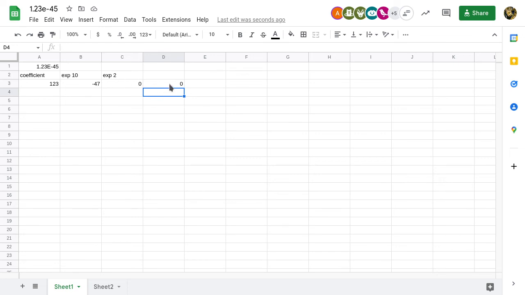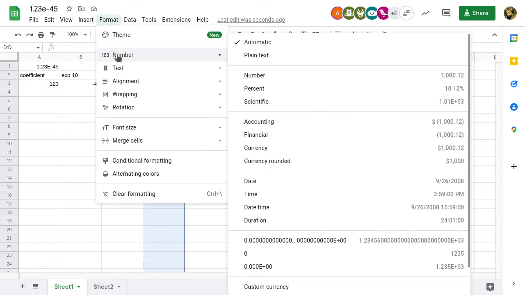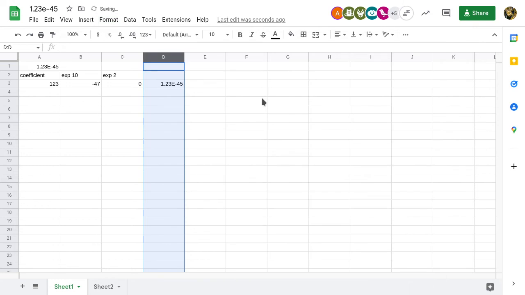Well, that's because of a formatting thing. Normally this is not formatted to use scientific notation. So what we need to do is to say, okay, for the entire column D, change that to use scientific notation. And then we get it back. All right, so now we know we have preserved the value.